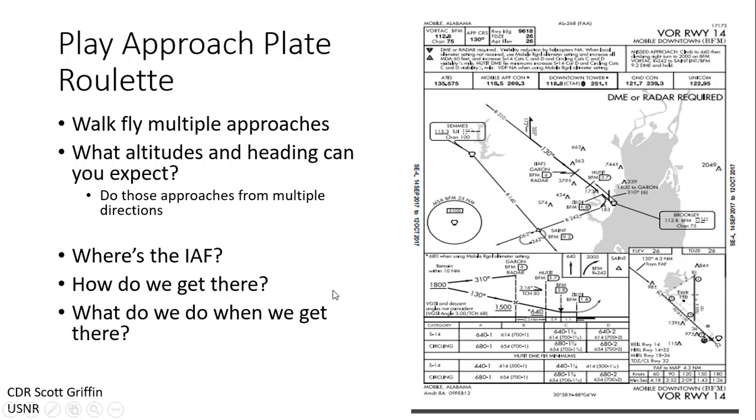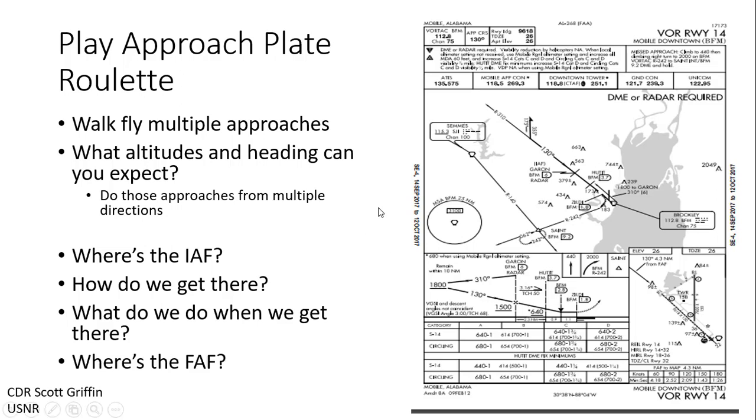So what do you do once you get to these different things? What do I do here? And I've got a question: how many 6Ts are on this approach? Well, I'll tell you, there's 4. There's one at Guerin, one for the turn outbound, one for the turn inbound and intercept the course, and then one at the final approach fix. If you look at the VOR runway 32 at Mobile Downtown, there's less, and you need to figure out where's your missed approach point, and that's the next thing.